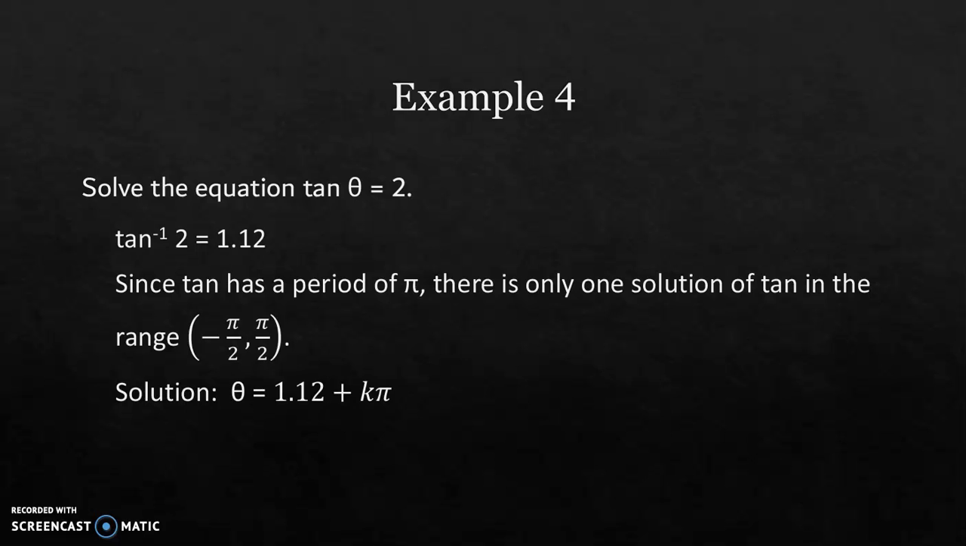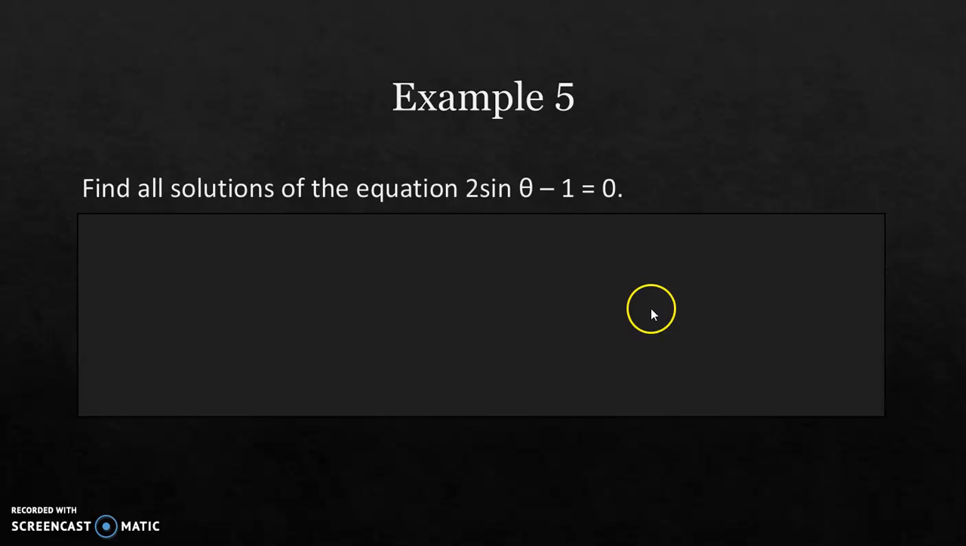Okay, now we're going to go on to some slightly harder ones. These were all solved for our trig function. In these slightly harder ones, we're going to need to solve for the trig function. So here's our first harder question. In example 5, it says, find all solutions of the equation 2 sine theta minus 1 equals 0.